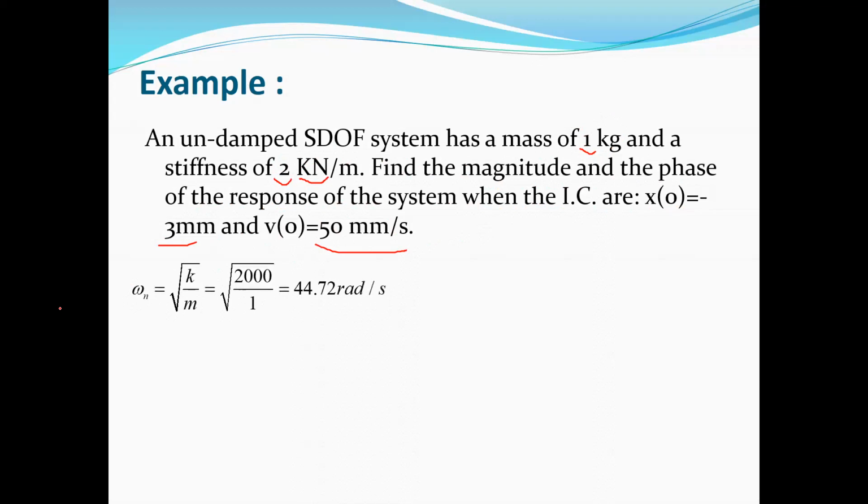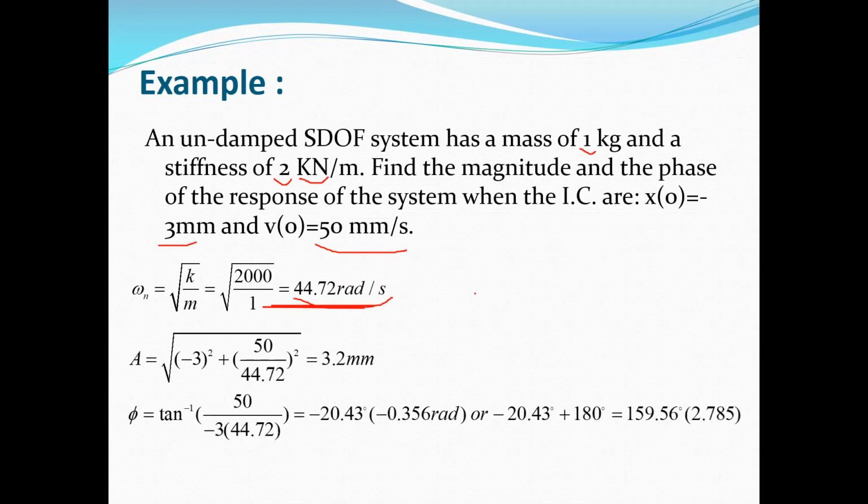So easily you can calculate the natural frequency, which is equal to the square root of k divided by m. As I told you, k is equal to 2 kilonewton per meter, so it must be 2000 newton per meter, divided by the mass, which is 1, and this is the natural frequency of your system, 44.72 radian per second. So this is the omega n.